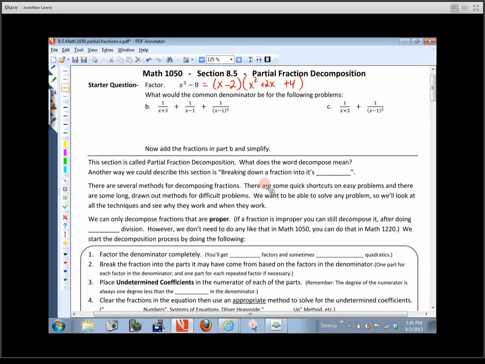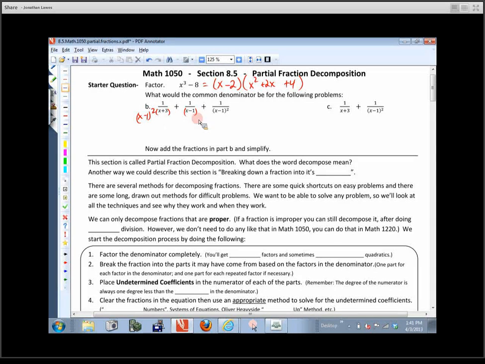And then the next question, on B and C, it says, what would the common denominator for the following problems be? So if we were going to combine these, let's think about how we'd put these together. So this one has a factor of x plus 3. This one has a factor of x minus 1. And that has a factor of x minus 1 quantity squared. So what does this one over here need in order to get a common denominator? Okay, it needs an x minus 1, x minus 1 squared, right?